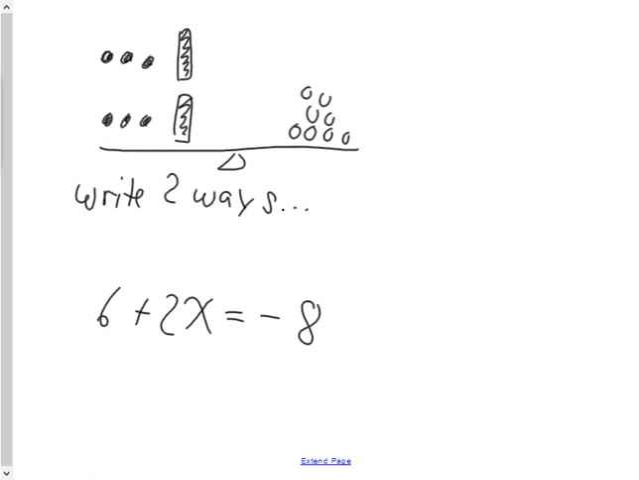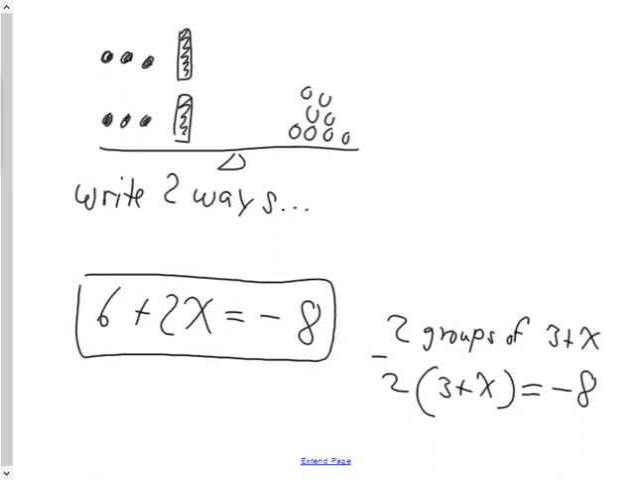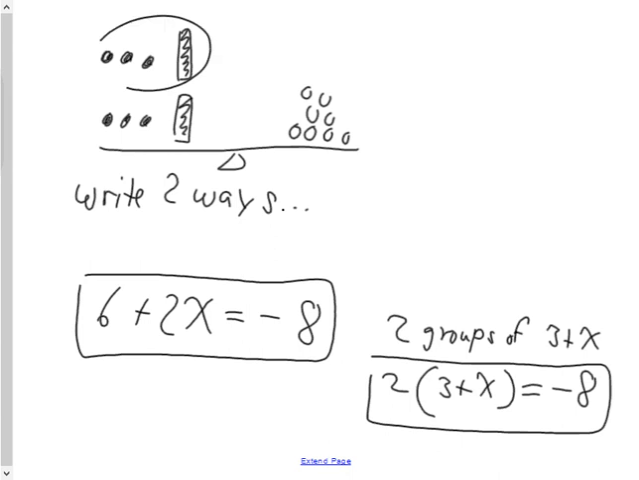But the other way to write it, which connects to distributive property, is we have two groups of 3 plus x, which means multiplication, 2 times 3 plus x, and that is going to equal negative 8. So one way to write it was in the pre-expanded form, and the other way is looking at it as groups of a certain amount of algebra tiles. Here we can clearly see it's two groups of 3 plus x. There's one group there, and there's the other group there. So we can say two groups of 3 plus x equals negative 8.